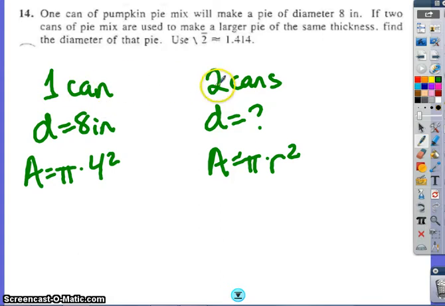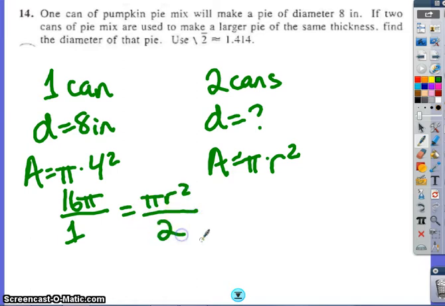And we've got the 1 can and the 2 cans. It's kind of like ounces here. You can just use them as cans. So I'm going to do the same thing. I'm going to find these areas. So this one is 16 pi. And again, pi r squared, we don't know that one. And I'm going to set these into a proportion here. So my 16 pi over my 1 can is equal to my area over here, pi r squared, over my 2 cans. And I can cross multiply and solve again.